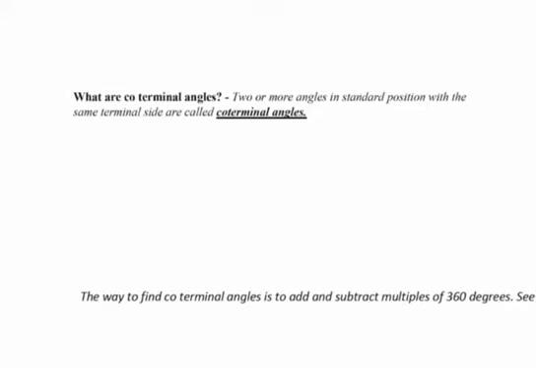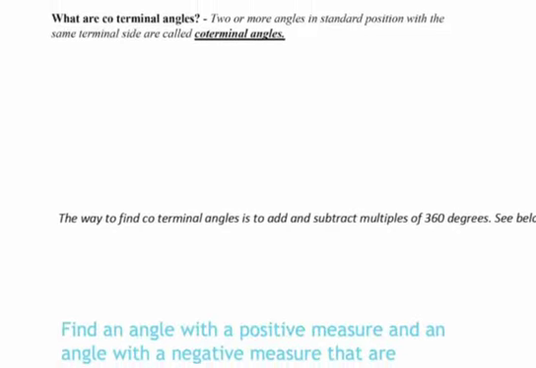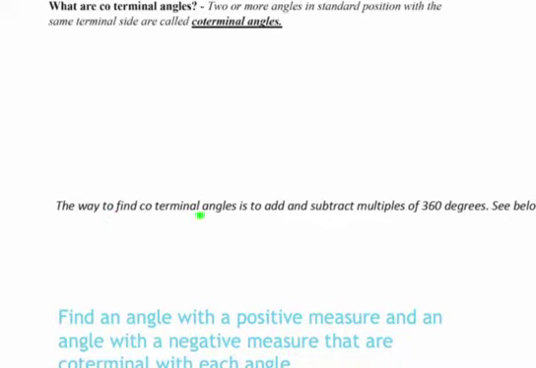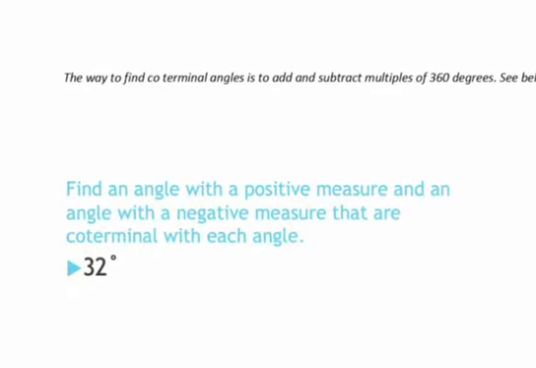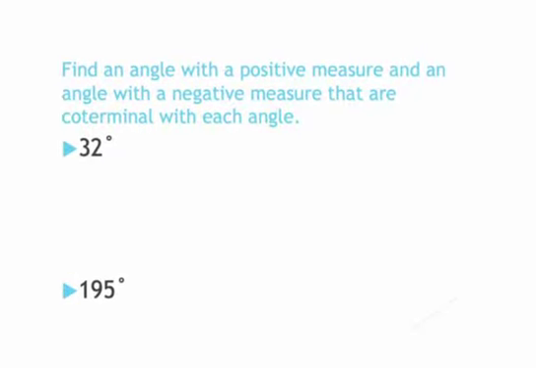So next we're going to talk about something called coterminal angles. Two or more angles that are in standard position with the same terminal side are called coterminal angles. So the way to find coterminal angles is to add and subtract multiples of 360. So let's look below. I'm asked to find an angle with a positive measure and an angle with a negative measure that are coterminal with each angle.